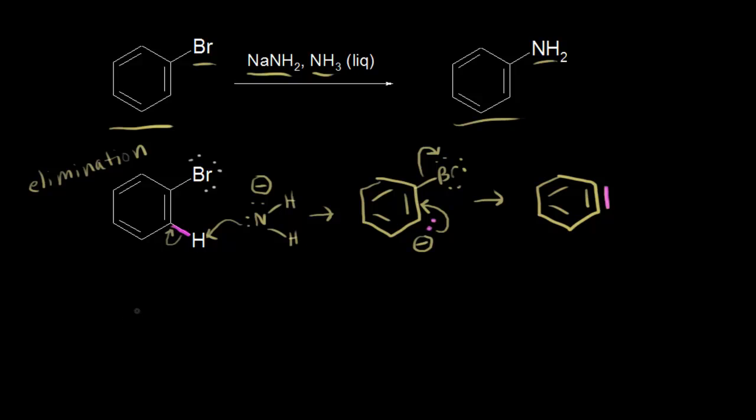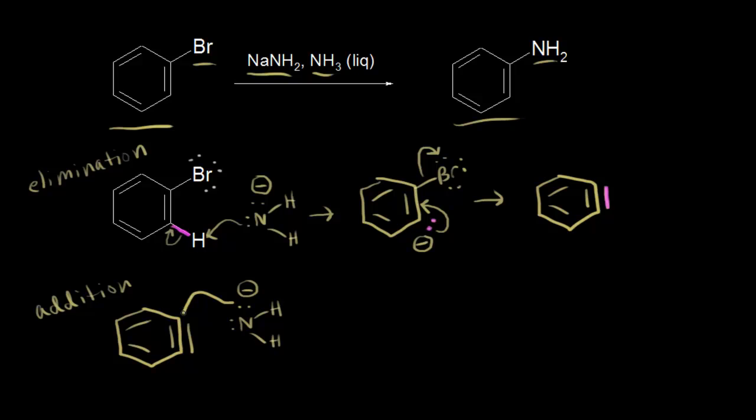In the next step, we'll call this the addition portion of our mechanism. Our benzyne molecule is right here, and it's going to react with the amide anion, but this time the anion is going to function as a nucleophile. So I'll show my amide anion functioning as a nucleophile, attacking our triple bond, attacking one of the carbons, so I'm going to say on that side, which would push these electrons back onto this carbon.